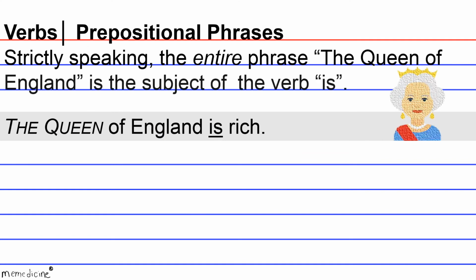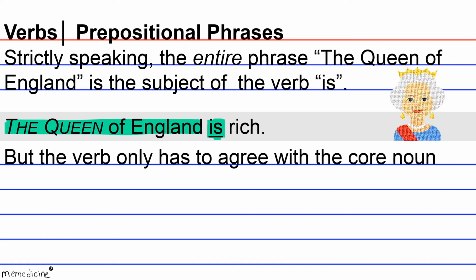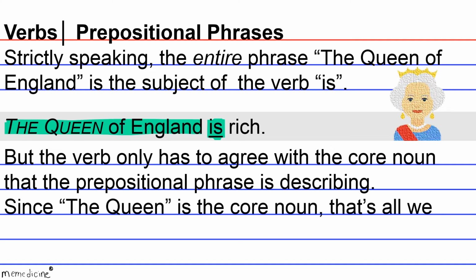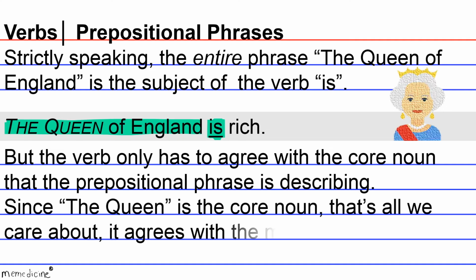Strictly speaking, the entire phrase, the Queen of England, is the subject of the verb is. But the verb only has to agree with the core noun. And remember, a core sentence is a simple statement composed of the subject and the verb of the statement. Also remember that the subject, or core noun, is a noun that identifies who performs the action of the verb. So the verb only has to agree with the core noun that the prepositional phrase is describing. Since the queen is the core noun, that's all we care about. It agrees with the main verb.